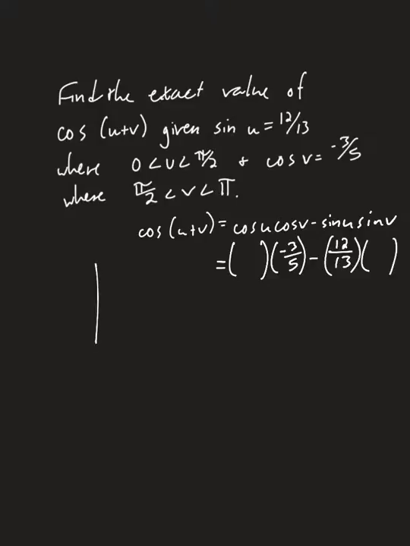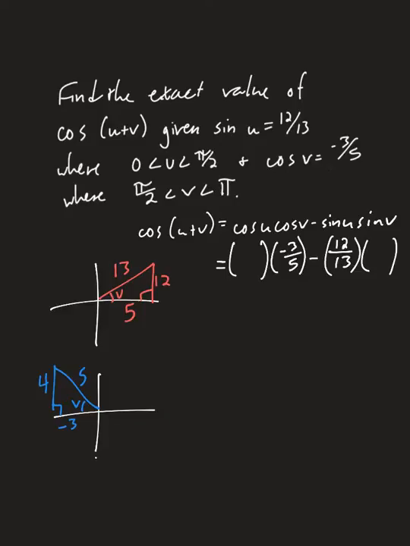So we've got to draw some pictures, one with v, one with u. They tell us that u is in the first quadrant. U is the central angle. Sine of u is 12 over 13, so that missing side is a 5. For the other triangle, we need to know that v is in the second quadrant, and cosine of v is negative 3 over 5, so that missing side is a 4.